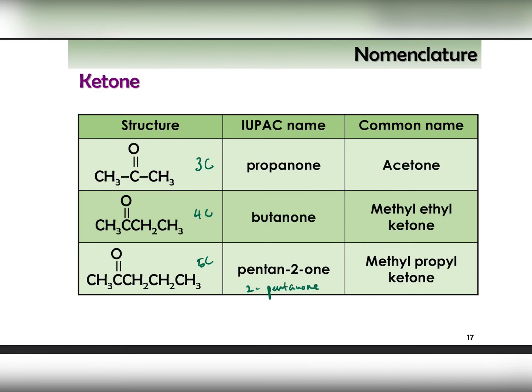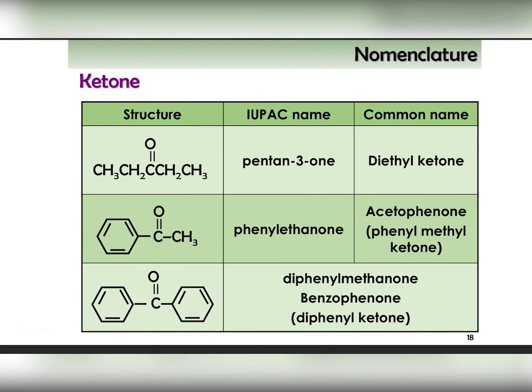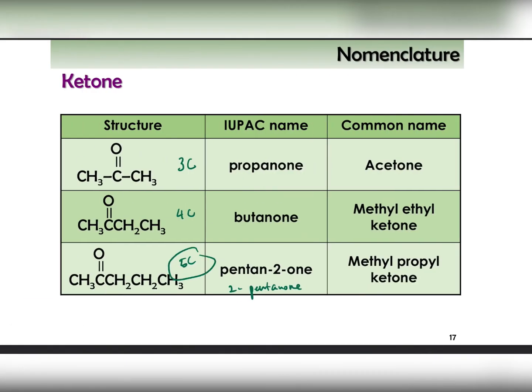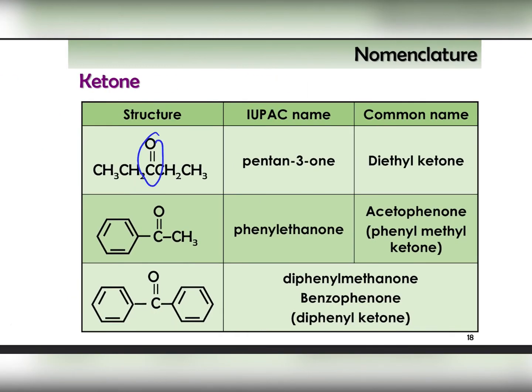And let's have a look at 5 carbon. Tapi position of carbon oxygen double bond tu di bahagian, in this case dia dekat carbon 2. Okay, so sebab tu kamu namakan dia 2-pentanon. And if it is at third carbon, so kita boleh namakan dia sebagai 3-pentanon. Or common name dia adalah diethyl ketone because you have 2 ethyl at each end.